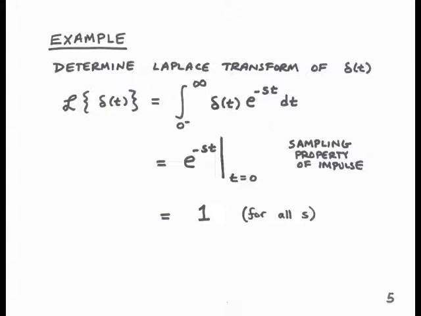So the Laplace transform of the Dirac delta function is the integral from 0 minus to infinity of the Dirac delta function times e to the minus st dt. And this will be e to the minus st evaluated at t equals 0 from the sampling property of the impulse. Of course, that's equal to 1. And that's true for all values of s. The region of convergence for this Laplace transform is the entire complex plane.